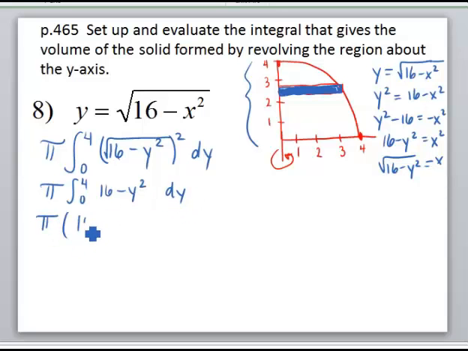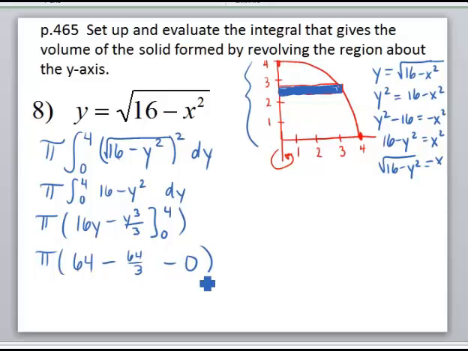So we end up getting 16y minus y cubed over 3. So we'll plug in 0 to 4. When I plug in 4, I get 64, minus 64 over 3, minus 0. This gives me 192 over 3 minus 64 over 3, which gives me the answer of 128 over 3.